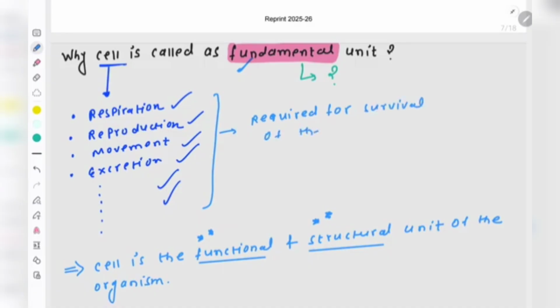Yeah, makes sense, because if you cannot breathe, ultimately respiration, if you cannot reproduce, if you cannot move, if you cannot excrete, if these things are not there, then it will not be possible for the organism to survive. And all these things are done by cells. So they are required for survival of the organism, and all this is done by the cell. That's why the cell is called the fundamental unit, the basic unit. And this basic unit will do all the functions and form all the structure. That's why it is the functional and structural unit of the organism.